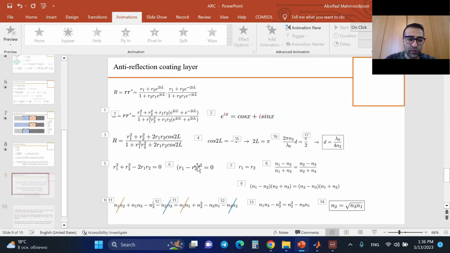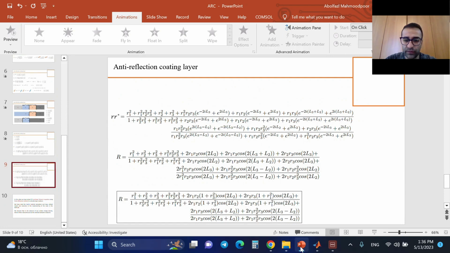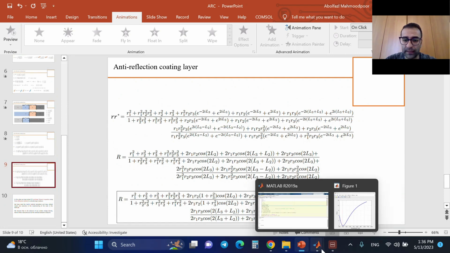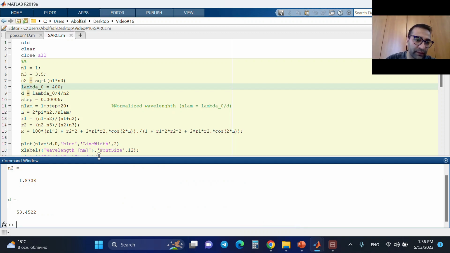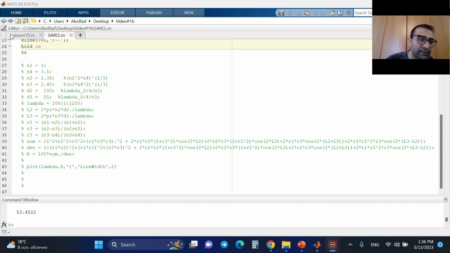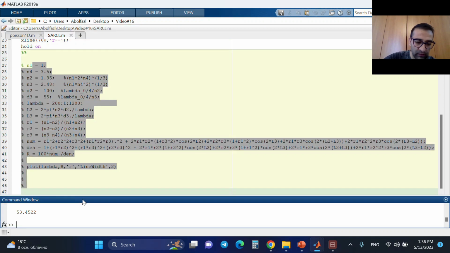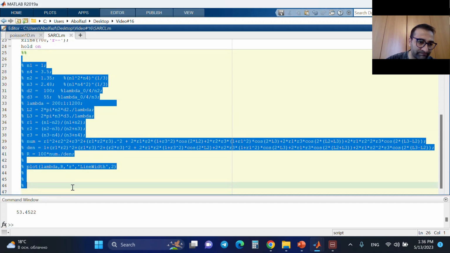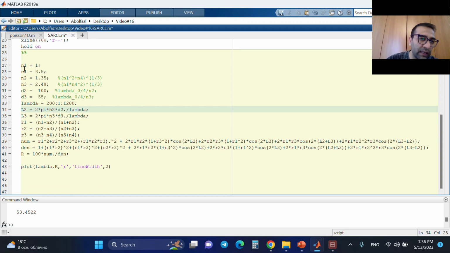Yes, and let's go to MATLAB again and try to draw the same. I did it before. Okay, I just enable these commands with Control T. Again, N1 is 1, this time N4 is 3.5, and let's define N2 as 1.35.